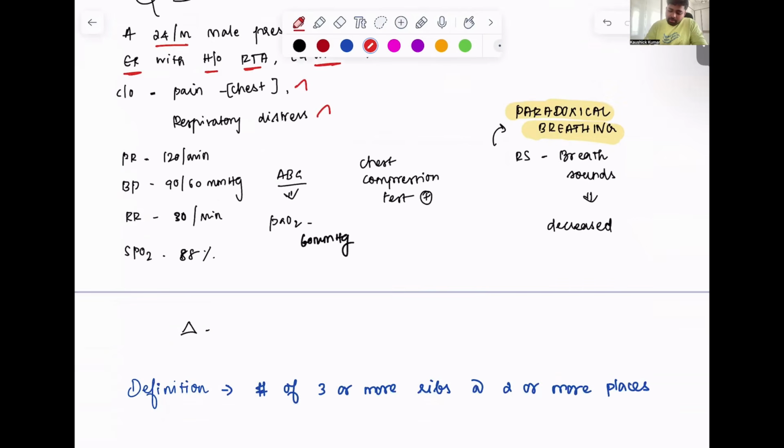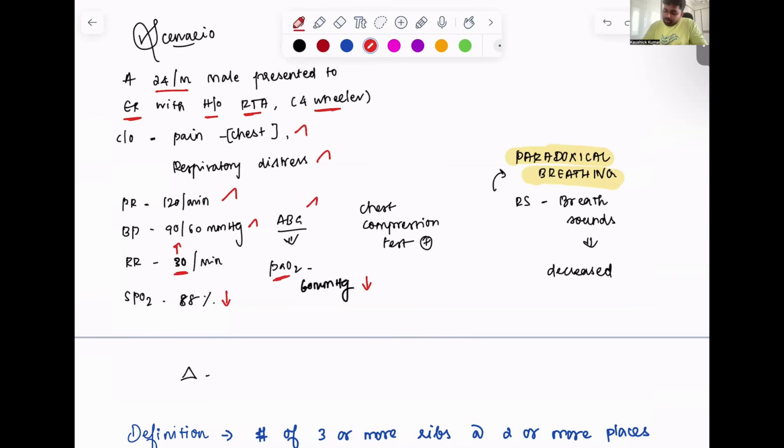So vitals you can see, pulse rate is high, BP is low, respiratory rate is high, saturation is low. On ABG, the PaO2 is also low. It is 60 mmHg. And coming to the examination part, on inspection, you can see the patient is having paradoxical breathing. This becomes very important. This is a very important observation. And on palpation, chest compression test is positive. On auscultation, you can see the breath sounds are decreased, right?